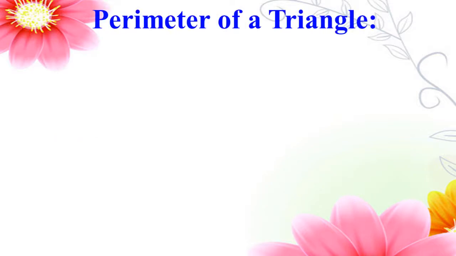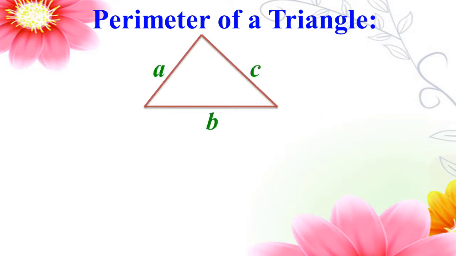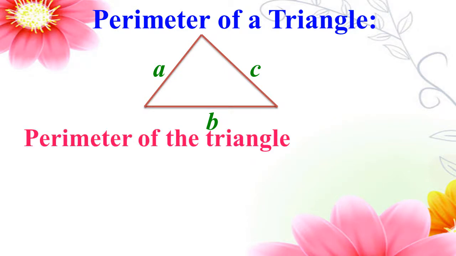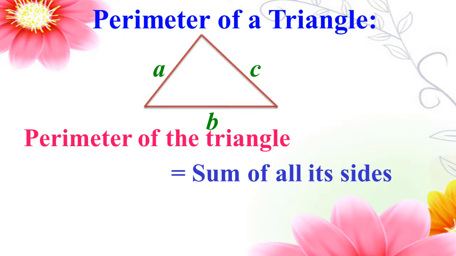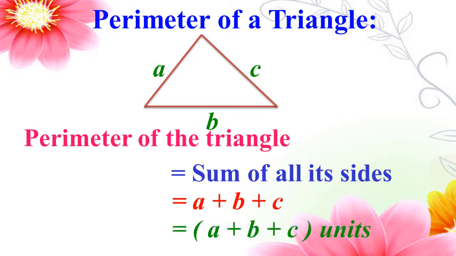Next, perimeter of a triangle. Here, the sides of a triangle are denoted by A, B and C. Perimeter of the triangle equal to sum of all its sides. So, equal to A plus B plus C. Therefore, perimeter of the triangle equal to A plus B plus C units.